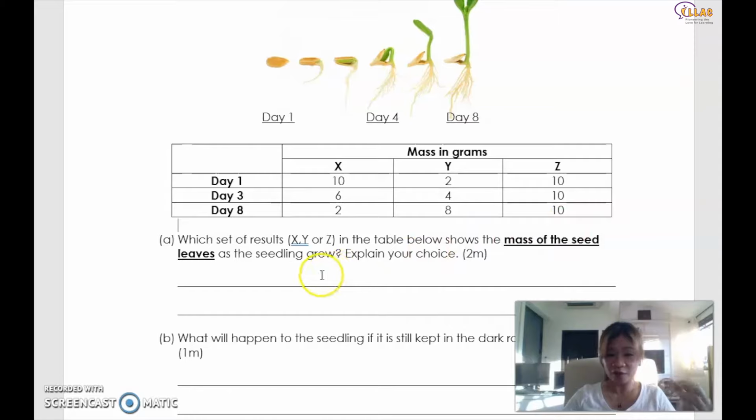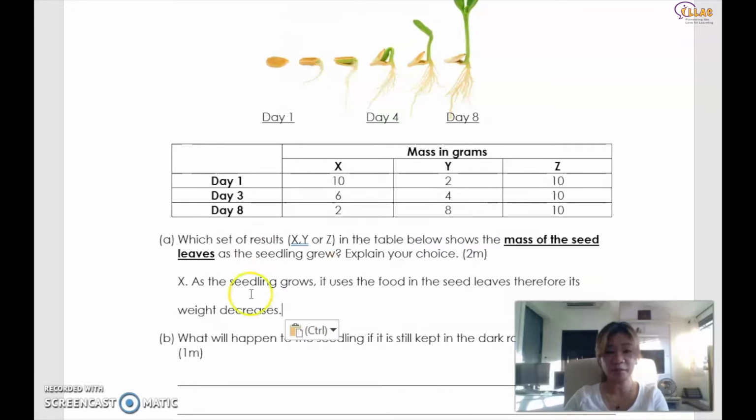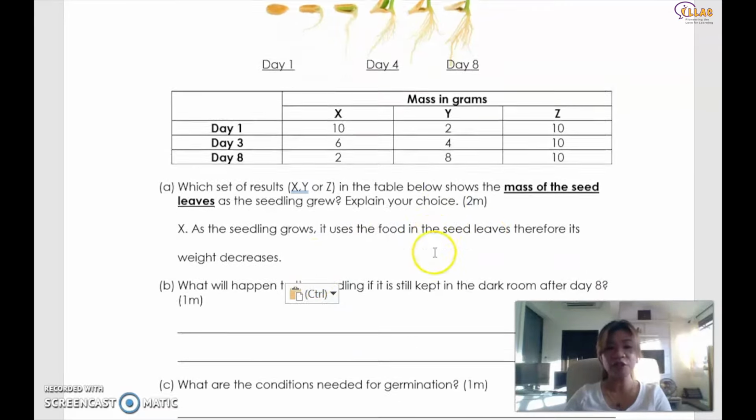So what you are being tested on in this question is your knowledge that the seed leaf shrivels as the plants grow. So how do you answer this? It will be answer X. As the seedling grows, it uses the food in the seed leaf, therefore its weight decreases. Or you can also say it uses the seed leaf as food. That will be better English.